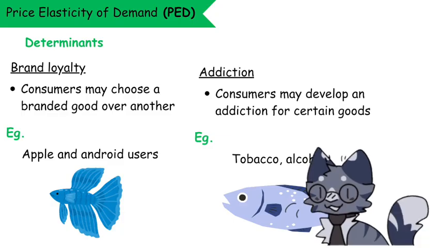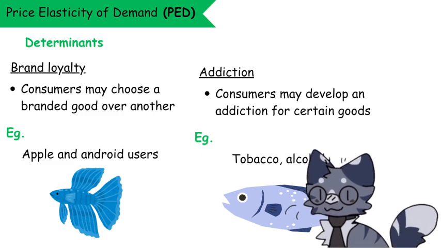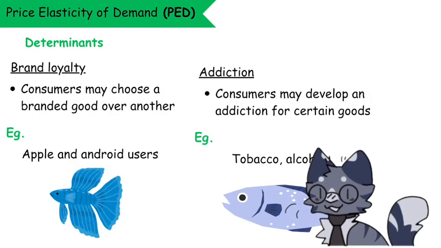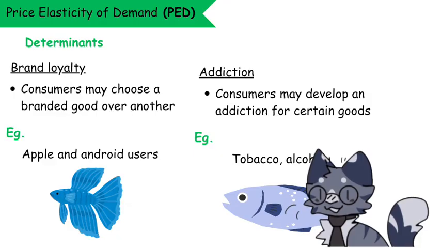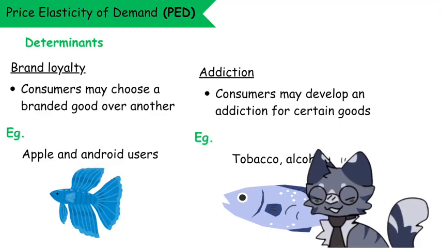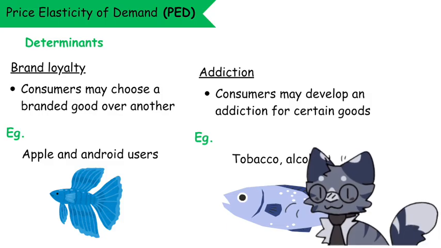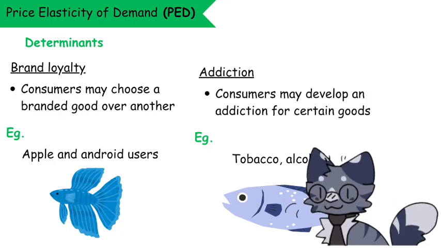Another factor is brand loyalty. So consumers may favor a specific branded good over another. For example, Apple and Android phone users. Well, some people might like the Apple phone better, so even if they had an option of both, if both options were the same price, they would most likely just choose the Apple phone because they like the Apple phone more. Meaning, well, if you have more customers that have more brand loyalty to you, then your good is more likely to be price inelastic because even if your price rose by a lot, because of their loyalty, they'll still probably buy it, meaning your quantity demanded will not change by a lot.